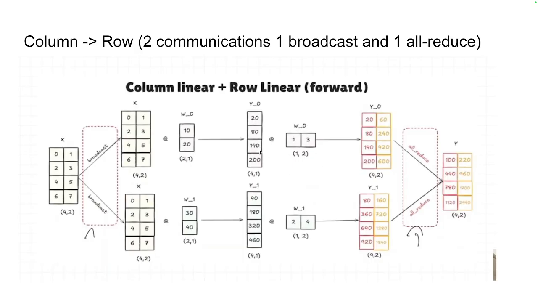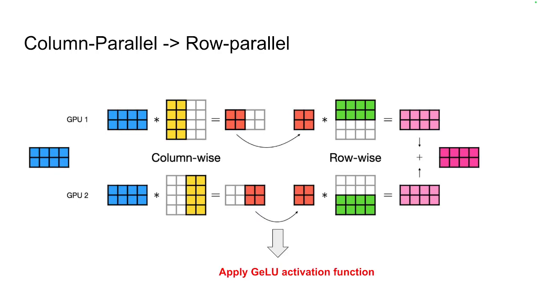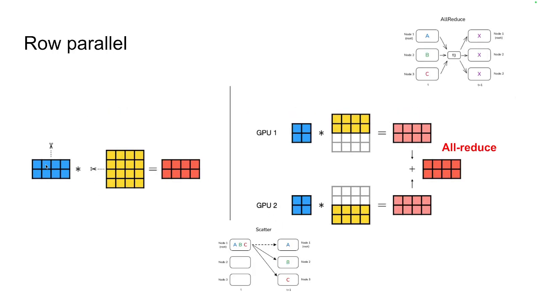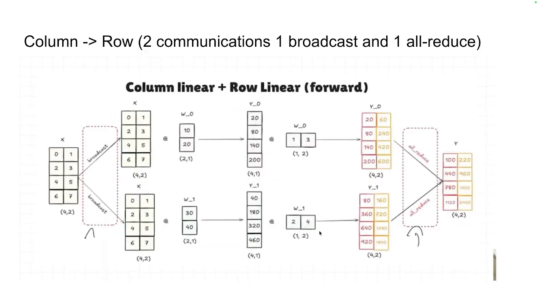because row parallel expects a scatter operation. So if I go back here, row parallel expects that the first GPU only has this part and the second GPU has this part, so it expects a scatter operation. And if I see here, this is already divided, like the first column is here and the second column matrix multiplication is here. And now you can apply GELU on this, and then you can do a matrix multiplication here.